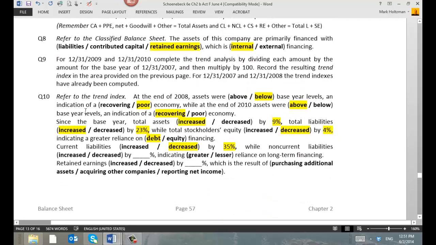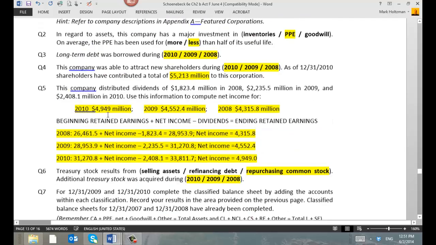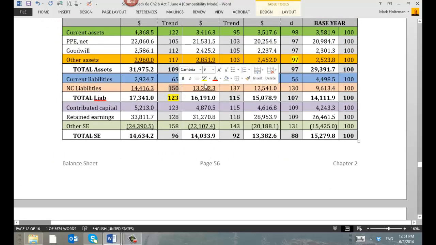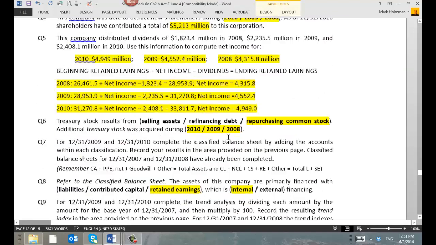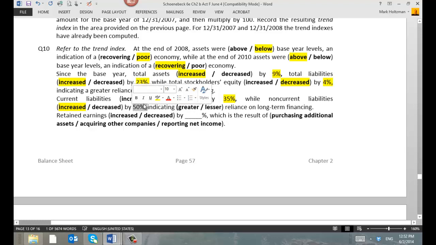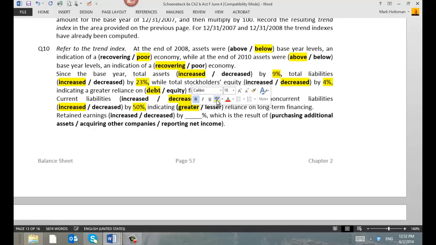Well, non-current liabilities increase. They majorly increase. Look at this. They have a trend index there of 150. So non-current liabilities increased by 50%. Trend index of 150 means it increased by 50%, indicating a greater or lesser reliance on long-term financing. Much greater reliance on long-term financing.